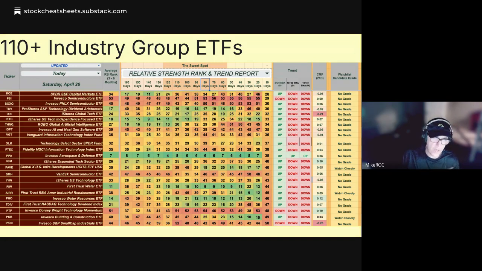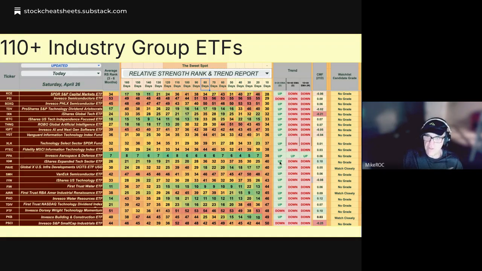So start with Chaikin Money Flow. If you don't see a green rating or a watch closely, it's probably not that important for you to deal with this week. Just eyeballing, I see one green, one watch closely, another watch closely, another green, another green. And so we've now taken what, 25 ETFs, and gotten it down to maybe 6 things that we have to consider.